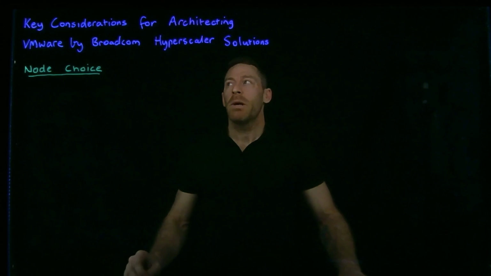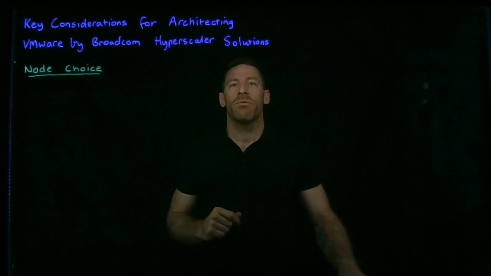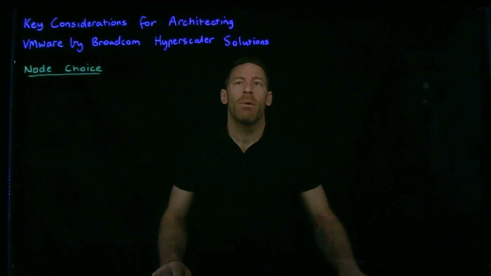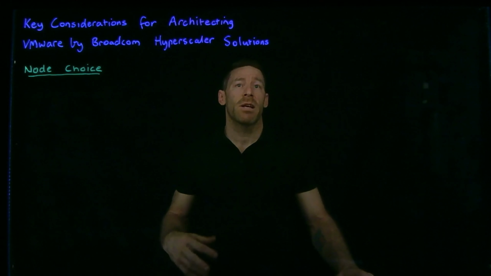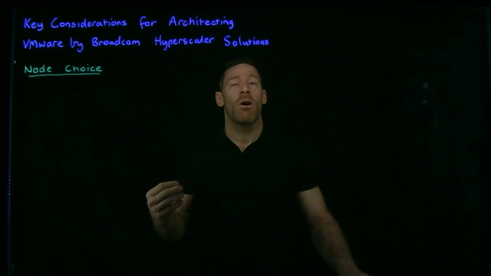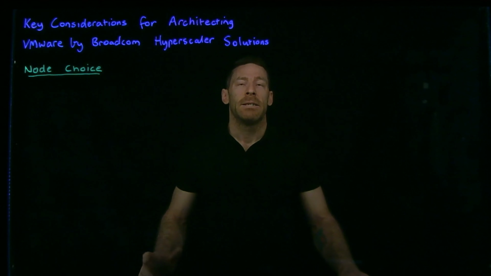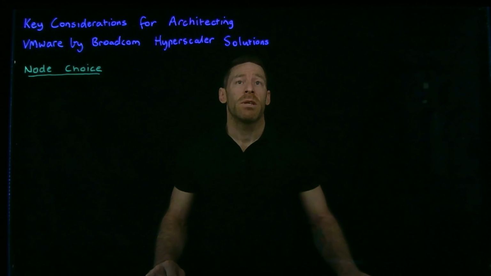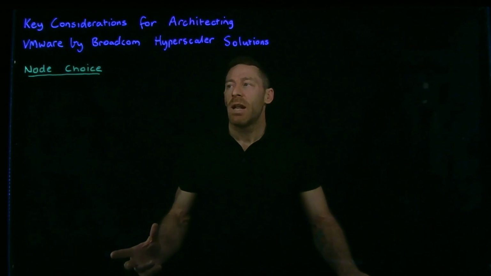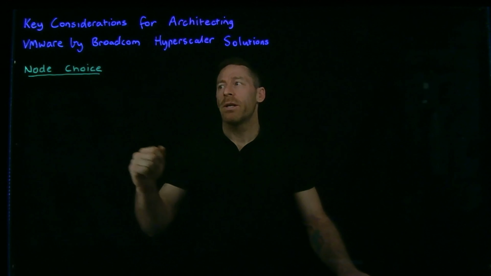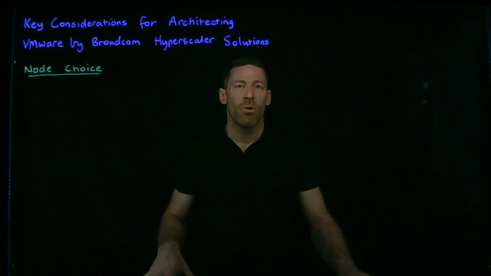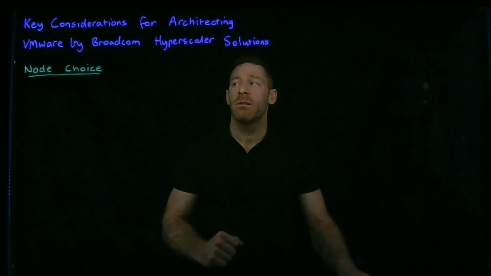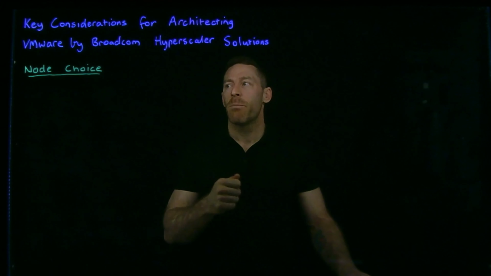Today we've got a great topic. We're going to be talking about key considerations for architecting VMware by Broadcom Hyperscaler solutions. These solutions we're referring to are things like Azure VMware Solution, Oracle Cloud VMware Solution, Google Cloud VMware Engine, and also VMC on AWS. So today we're going to go over the all-important node choice. The choice of node can make a significant impact to the performance as well as the cost and the resiliency of a solution. So very important choice.